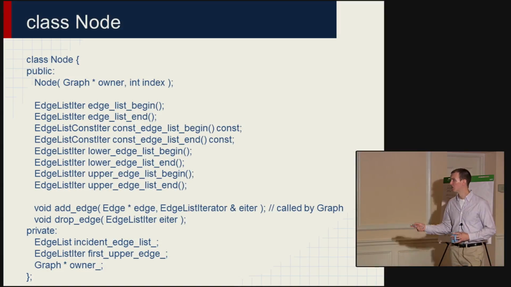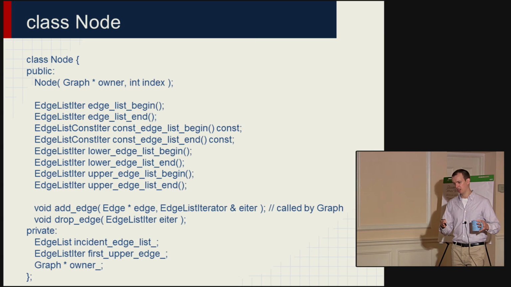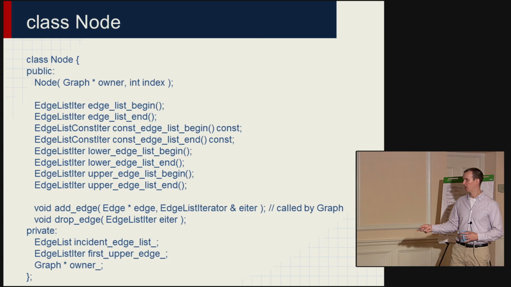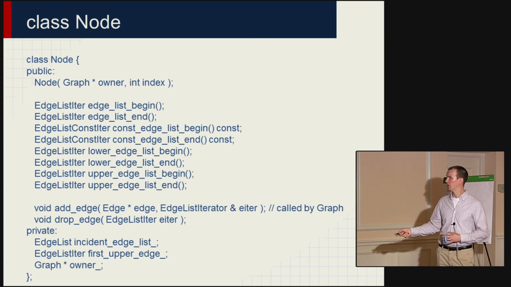Okay, so what does class node look like? Well, it also has an edge list, so it has an incident edge list. The way it represents its edges is that it segregates its edges into edges to lower indexed vertices and edges to higher indexed vertices. And it uses the position of one of the elements in this edge list to represent the boundary between the two. So the first upper edge is a pointer to a place in this list where everything beyond it is going to be to an upper vertex, and everything before it in the list is to a lower vertex. And it has a pointer back to the owning graph.